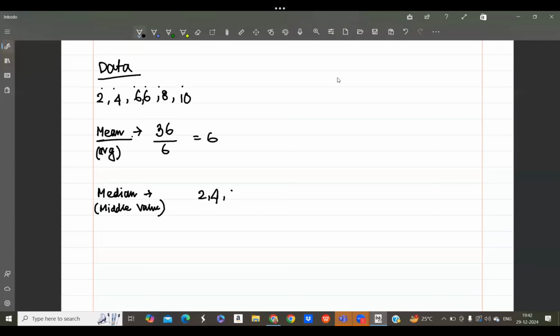So 2, 4, 6, 6, 8, 10. These are my numbers and I have arranged them in ascending manner. Now what is the task? The task is to find out the middle value. तो आप बताओ इसका मिडिल वैल्यू कौन सा है? Six. And how you find that?